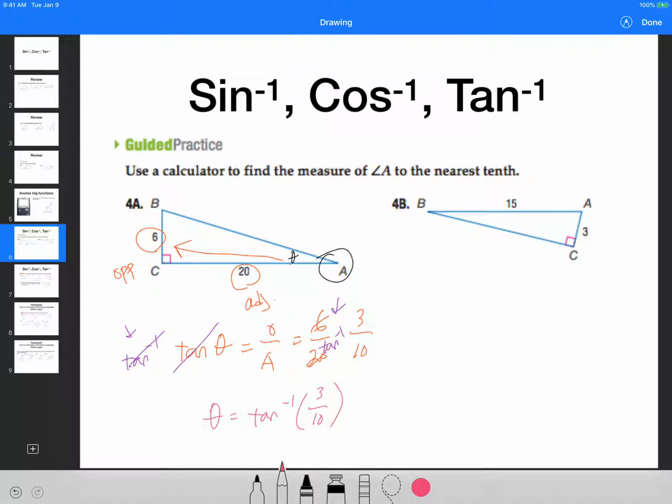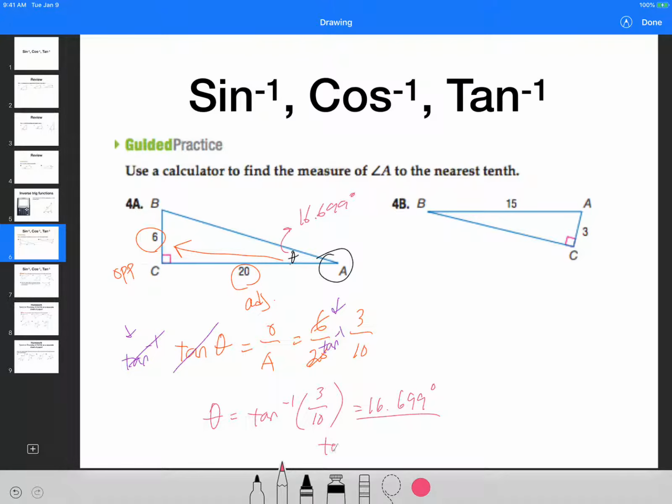And all you're going to do is go to your calculator, type in inverse tangent 3 over 10, make sure your mode is in degrees still, and you should get 16.699 degrees. So the angle here is 16.699 degrees.